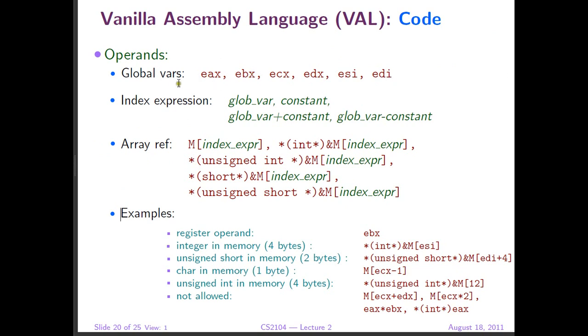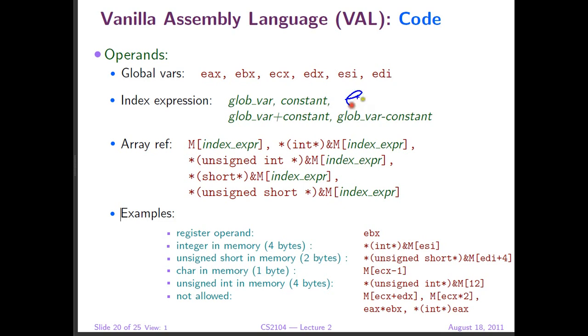In order to define the instructions, we're going to define first the operands. What operands can appear in those instructions? Obviously we can have any of the 6 global variables, and this is one type of operand, global variable. There's an index expression that we're using here. These expressions will be allowed to be used as indices. It's either a global variable, one of the 6 here, or a constant. Any kind of integer constant is allowed. Or a global variable plus constant or global variable minus constant.